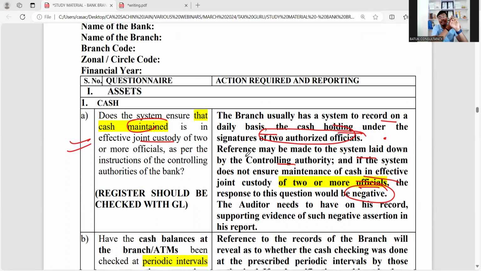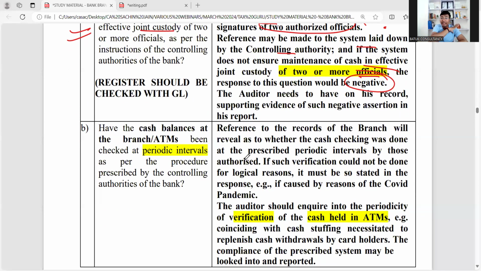First part is my cash. That cash is under joint custody. Cash retention limit, because HO has decided one cash holding limit for a particular bank. So we need to check that the cash is within the cash holding limit. There may be chances that the cash is available in excess of the holding limit. In that case, we need to ask the branch what is the reason behind this.